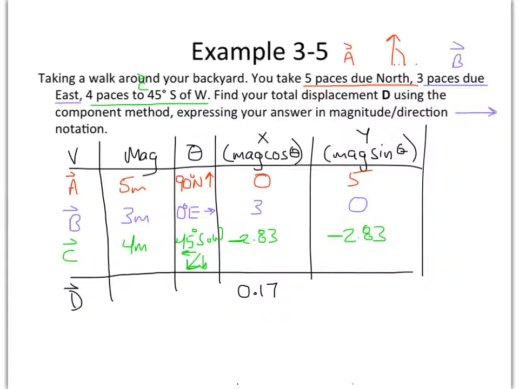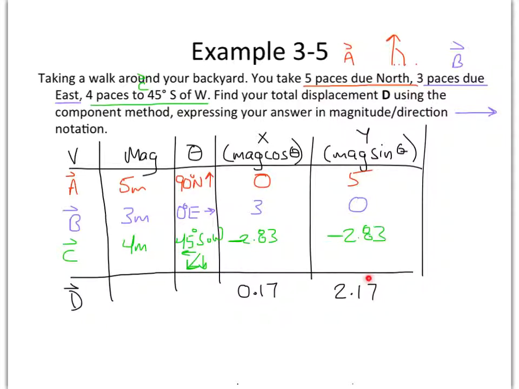Okay? How about for the y component? Well, we've got a positive 5 and a negative 2.83. Let's just subtract that 2.83 from 5. I get 2.17. So it turns out that vector D has a positive x component and a positive y component, but the positive x component isn't very big. So this is the x component for vector D and the y component for vector D.